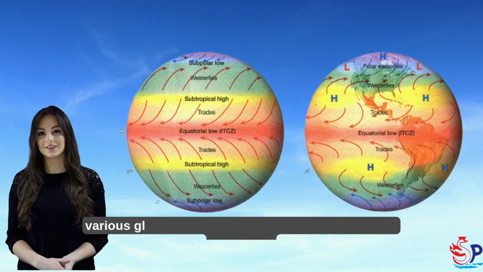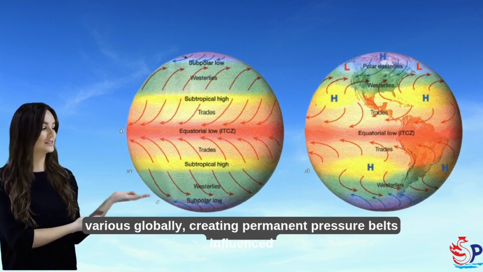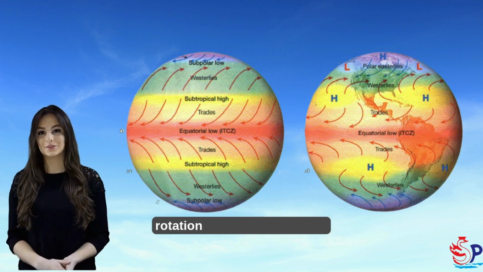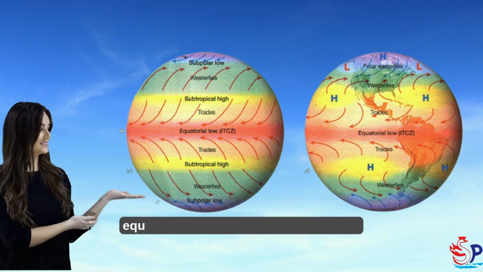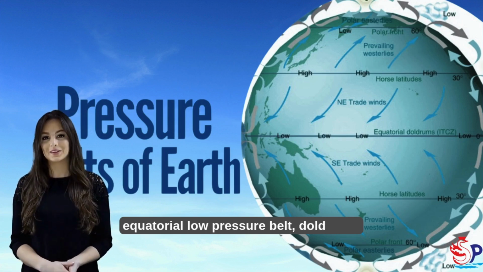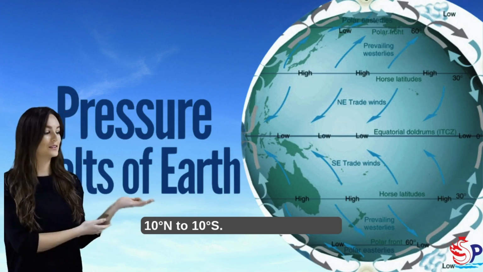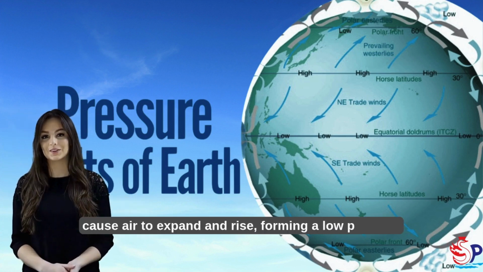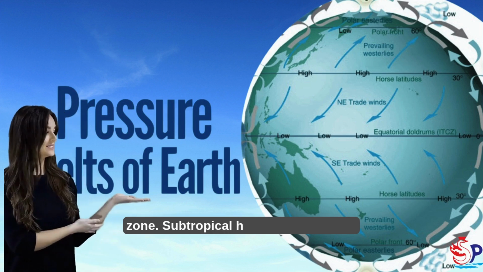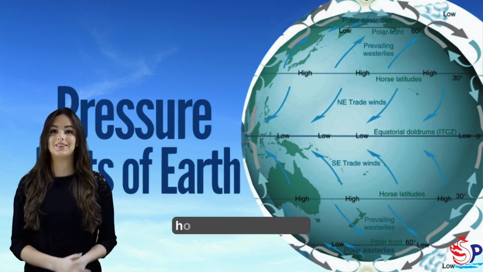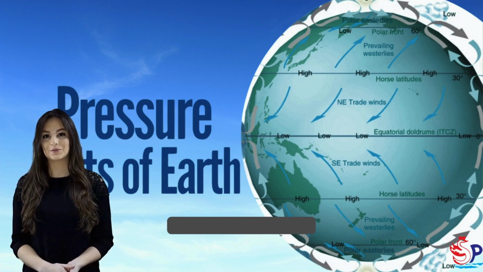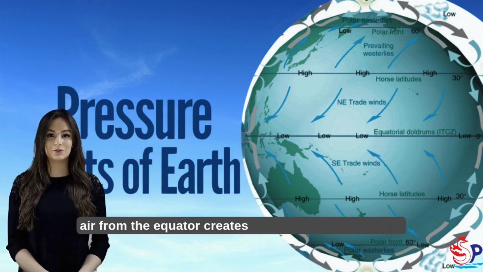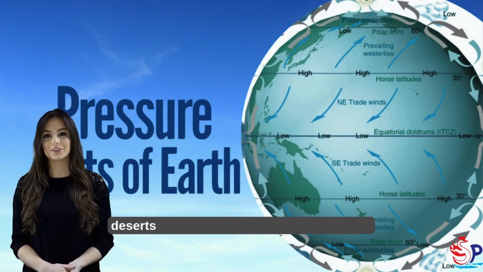Atmospheric pressure varies globally, creating permanent pressure belts influenced by temperature, altitude, air vapor, and Earth's rotation. These belts include the equatorial low pressure belt, doldrums, 10 degrees north to 10 degrees south. High temperatures cause air to expand and rise, forming a low pressure zone. Subtropical high pressure belts, horse latitudes, 30 degrees to 35 degrees north and south. Cooled, sinking air from the equator creates high pressure, leading to deserts.